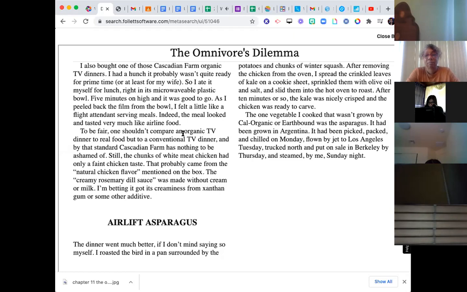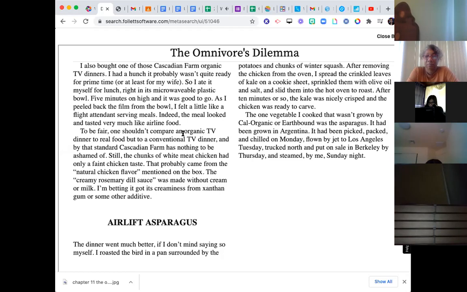After 10 minutes or so, the kale was nicely crisped and the chicken was ready to carve. The one vegetable I cooked that wasn't grown by Cal Organic or Earthbound was the asparagus. It had been grown in Argentina.